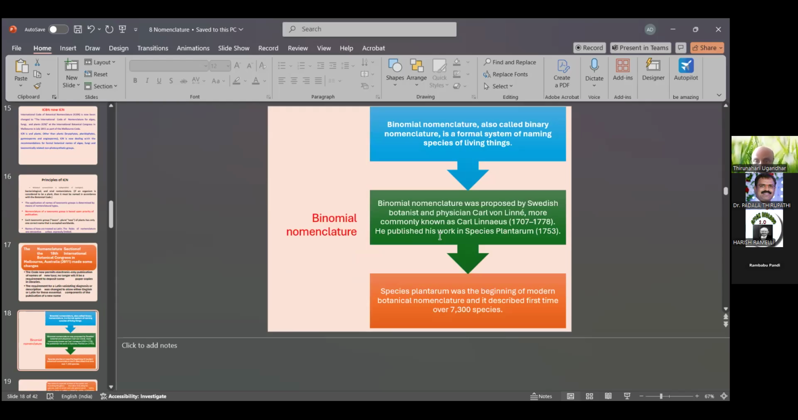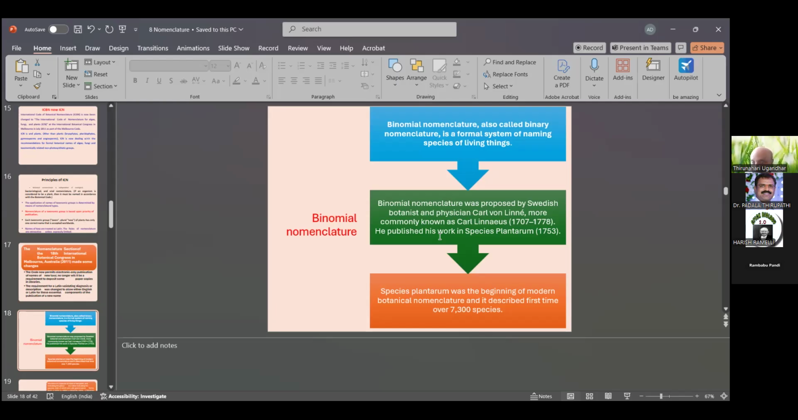So these characters make binomial nomenclature. Binomial nomenclature is also called binary nomenclature. It means every plant name must have two names. The first name is the generic name, the second one is the specific name. Both generic and specific names make up binomial nomenclature. It is a formal system of naming species of living things.